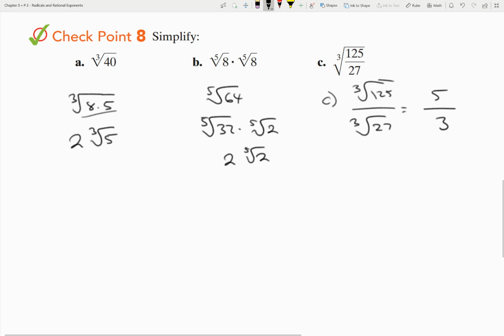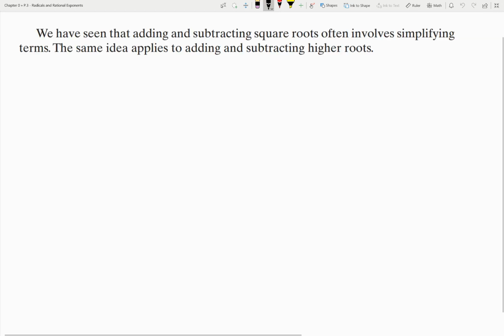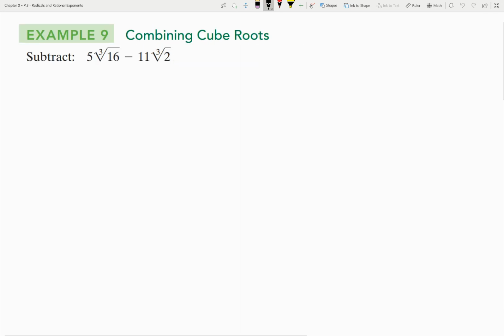Okay, so we can use the same properties that we did before with adding and subtracting. So adding and subtracting square roots often involved simplifying terms. The same idea applies for any higher level roots. If they're not like radicals, if they're not already the same, then I have to simplify them first. Okay, so when I look at this, I have to do whatever I can to simplify it.